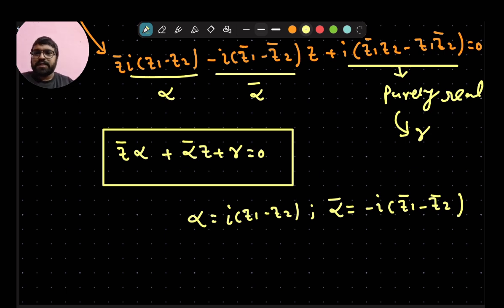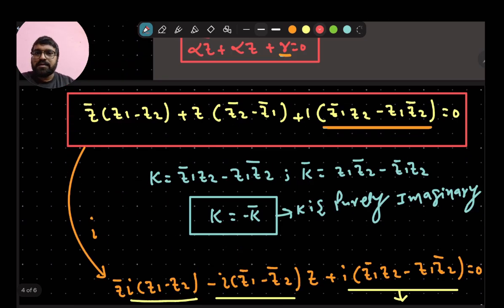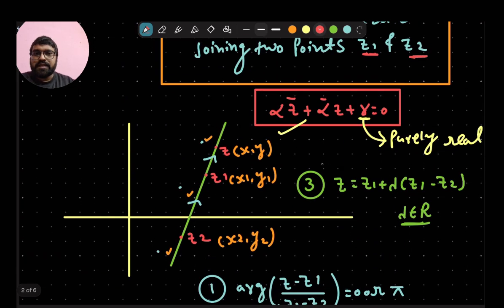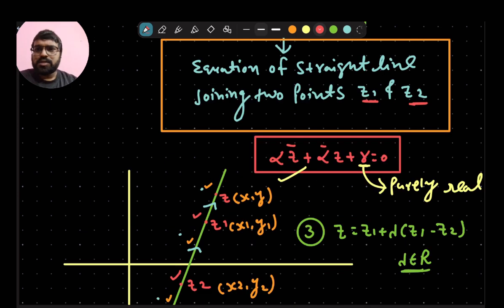So I hope this part is pretty clear, and you have understood how we wrote this particular expression as the equation of a straight line, this straight line joining the points z1 and z2. So this is all about today's lecture, and we'll see how to write the equation of a circle and the diametric form of a circle on the complex plane. That is for another lecture.